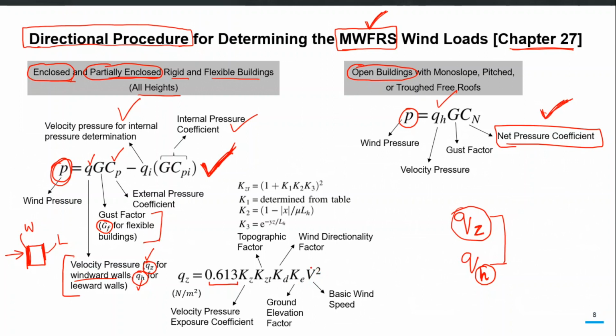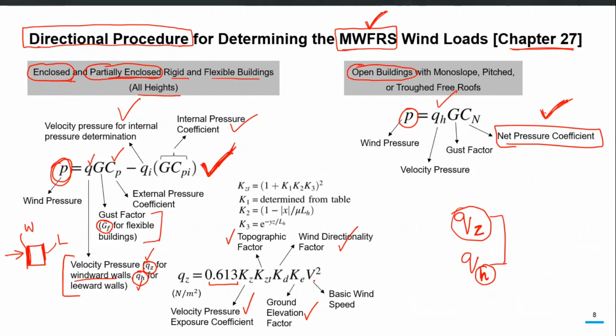So basic wind speed is one of the main inputs in that, and then after that we have four coefficients. First is the velocity pressure exposure coefficient. Then we have the topographic factor. Then we have the wind directionality factor, and then finally the ground elevation factor. So four factors which I'll explain in the next few slides.